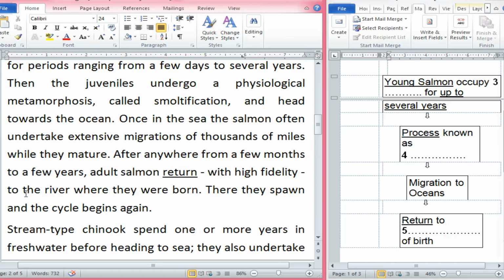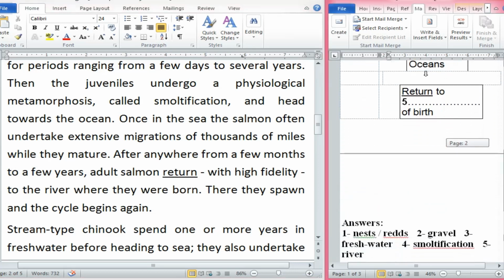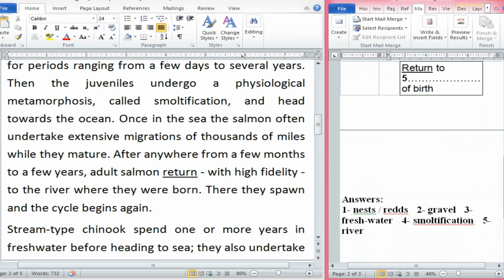So return to river of birth. We cannot say the, because in that case it will be two words, so be careful. Okay, so that's all. I hope you have understood and you have enjoyed the concept of this. If you want to check, the answers are written here at the bottom. So these are the answers: nests or reds, gravel, freshwater, smoltification, and river. I hope you have understood the technique, because it is too scientific and easy to understand. There is no problem at all.